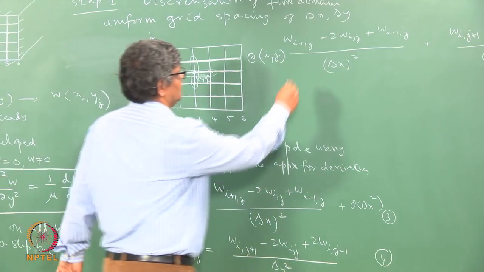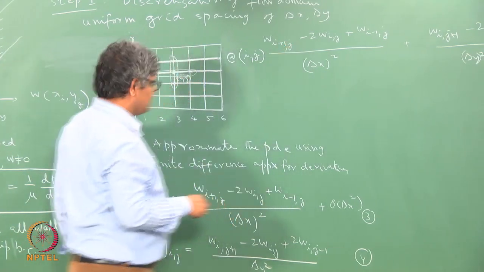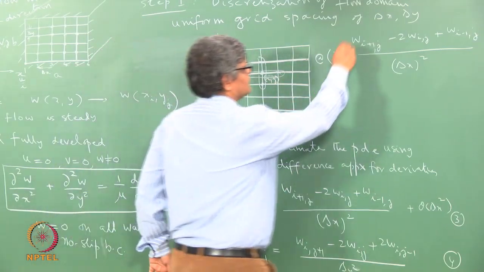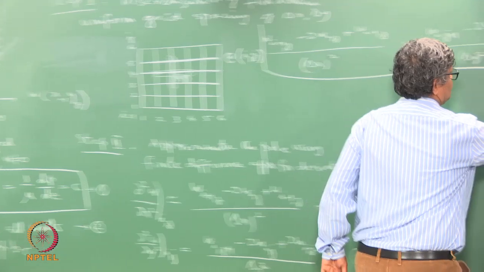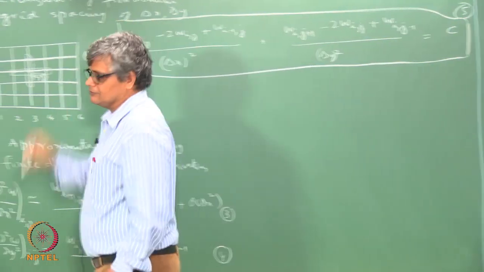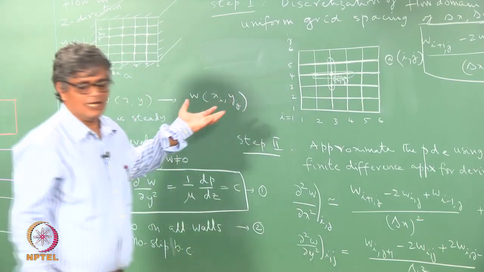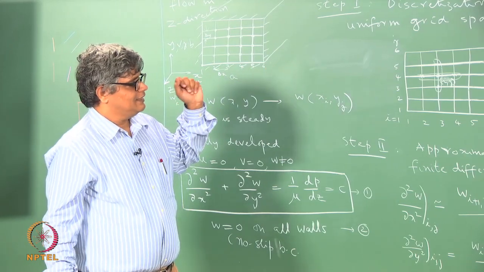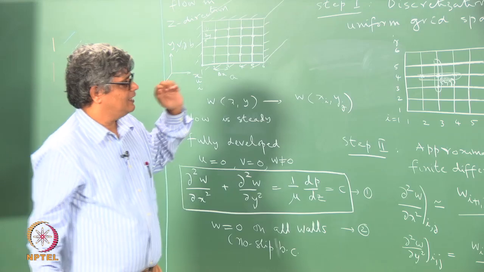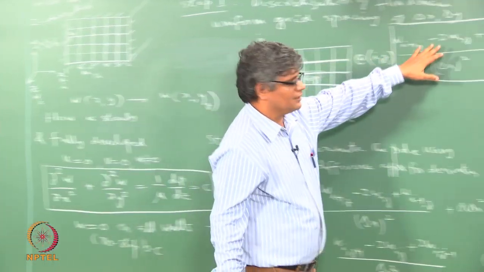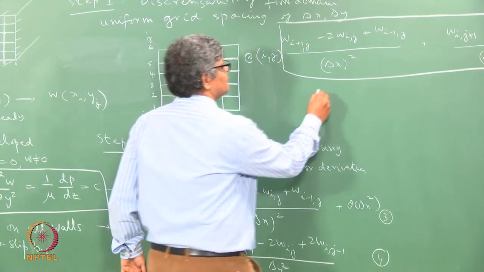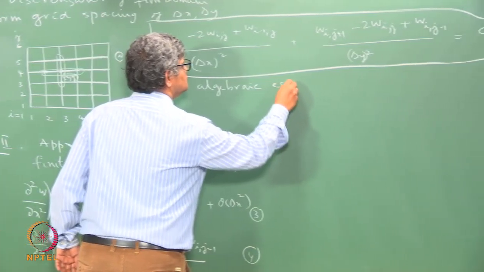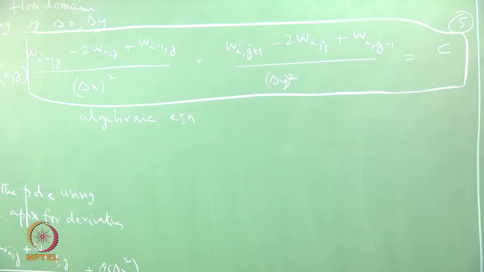Another difference between equation 1 and equation 5 is that equation 5 has no derivatives, and W is a value of the velocity. So it is just an algebraic quantity. It is an unknown as of now, all these values are unknowns, but this is an algebraic equation, whereas this is a partial differential equation.